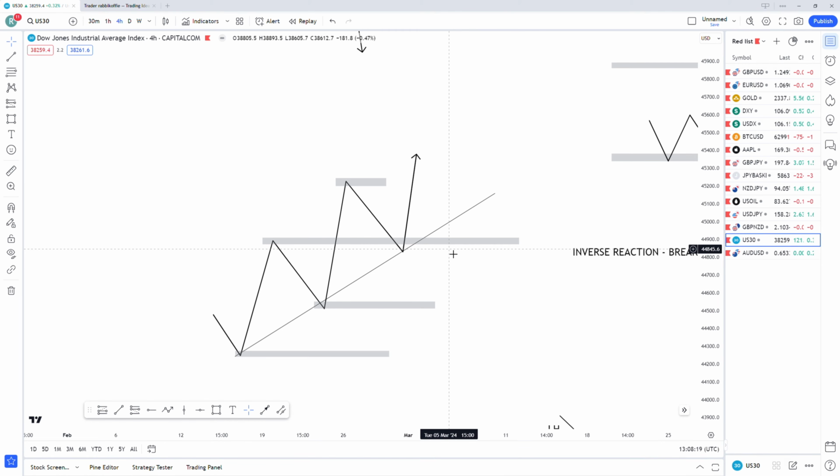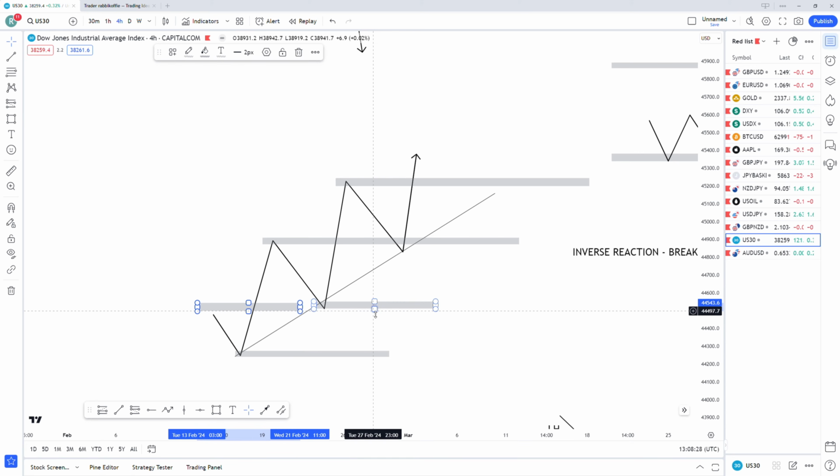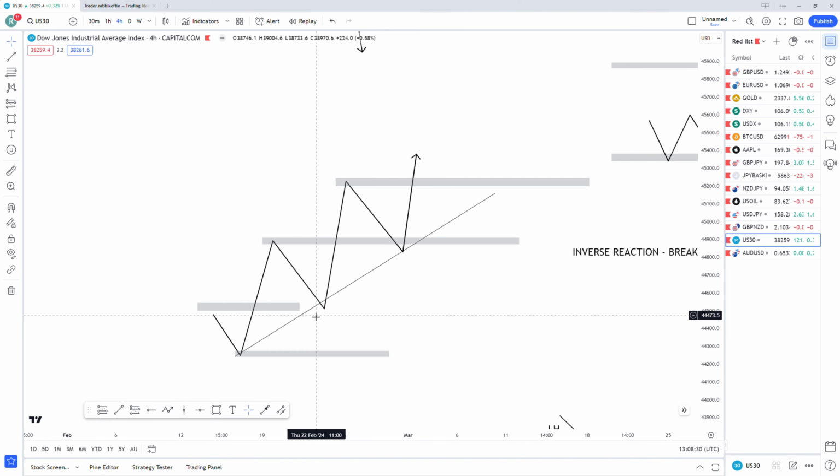Let me delete this one. You drag your resistance out like this. You understand? So you can see consistently what is happening. We have another one over here. Let me draw this out. So we delete this one. We have another resistance over there.